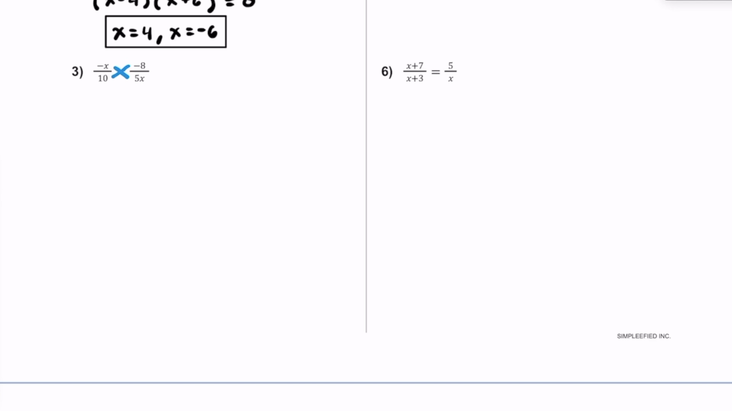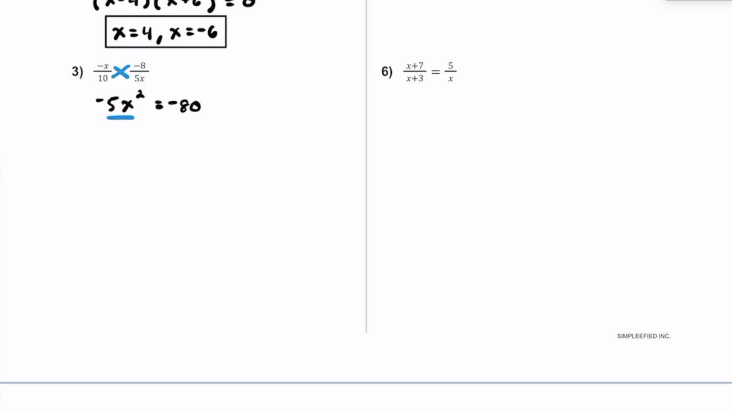One of the cross products is going to be negative x times 5x, so it's going to be negative 5x squared. That's actually being completely the left side here, or right side. And a negative 8 times 10 is going to be negative 80. All right, so we don't have to do any distributing here.